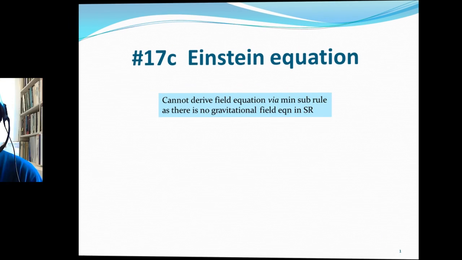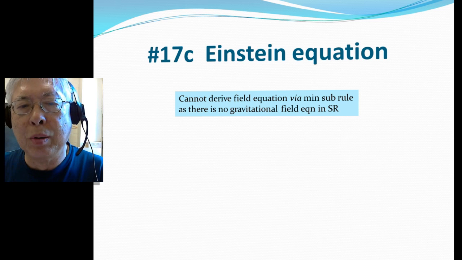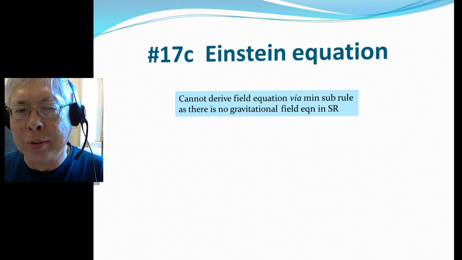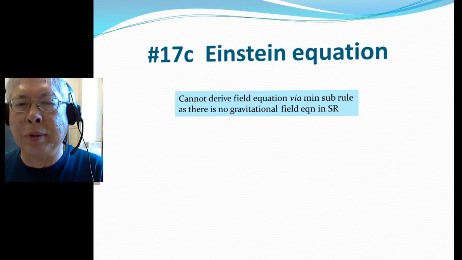Now we're going to see how Einstein obtained the GR field equation. I'll just make a note. Remember, we quote unquote derived the equation of motion using the minimal substitution rule. But we cannot do that for a field equation, because we don't have a field equation for gravity in special relativity. So there's no way by substitution we can derive the GR field equation. So we have to start basically from Newton and from the symmetry principle.